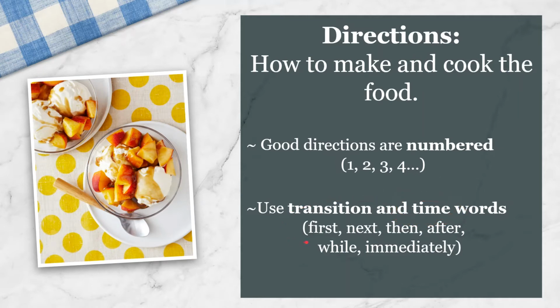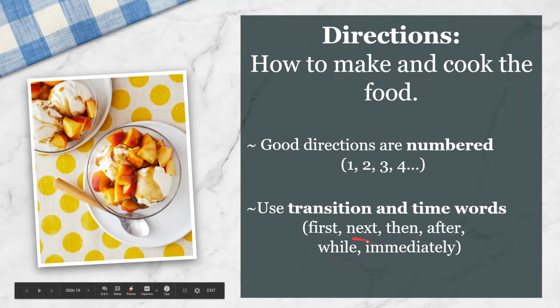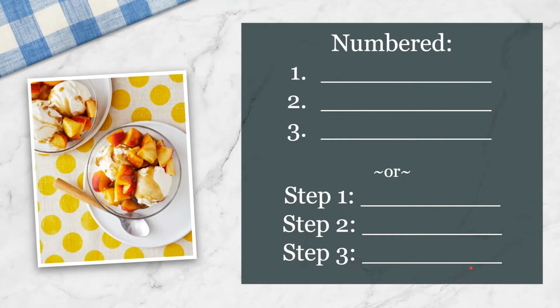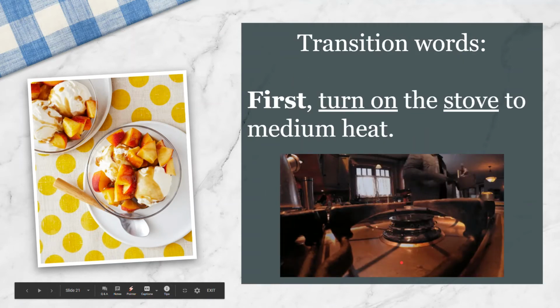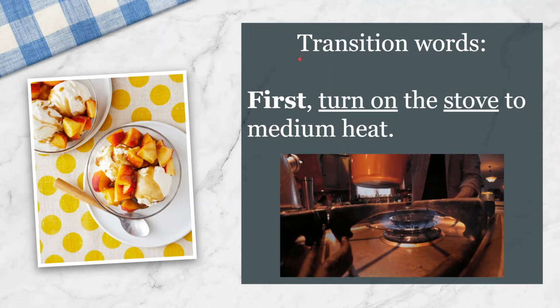For example, these are transition words. We talked about them some last class. First, next, then, after, while, and immediately. So good directions are numbered. They could look like this or like this. Step 1, step 2, step 3. Here are some examples of transition words.